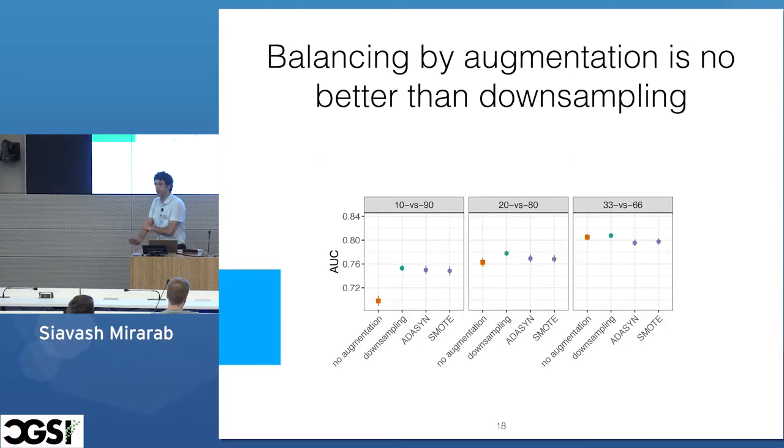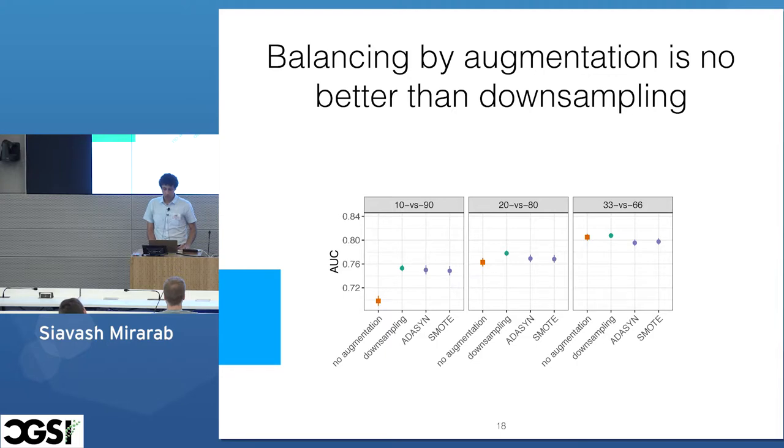Okay, so we took these existing upsampling methods, in other words, data augmentation methods and downsampling methods, and tested them on the data set I showed you before. If you just downsample your data, you already get an improvement in accuracy in these cases where your labels are unbalanced. Interestingly enough, data augmentation does not give you any additional improvement. In fact, it's maybe even a little bit worse than downsampling. And remember, downsampling is reducing the size of the training set.